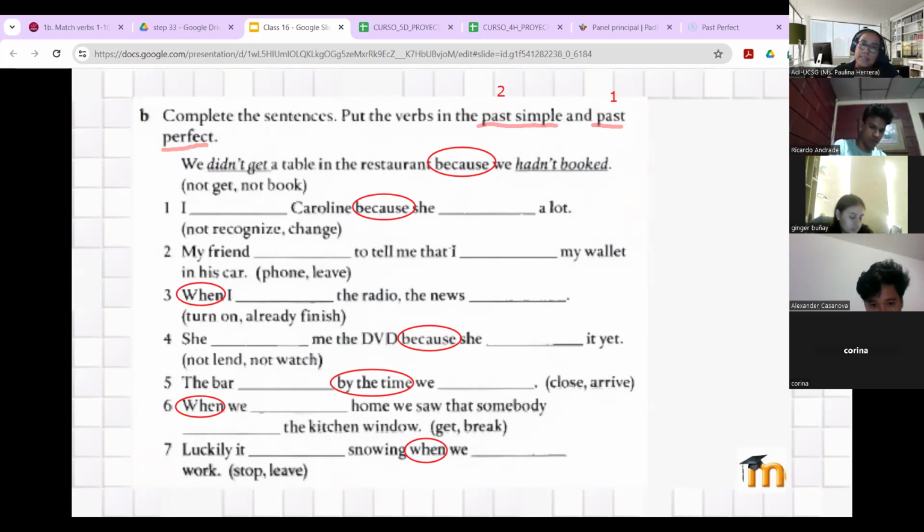First sentence, this is the example. We have not get, negative, not book, negative. It says, we didn't get a table in the restaurant because we hadn't booked. What I needed to do first was book the table, and then get to the restaurant. So I hadn't booked, first thing that happened, past perfect. I didn't get a table, second thing that happened, simple past. That's how it works. Let's give it a try with number one.